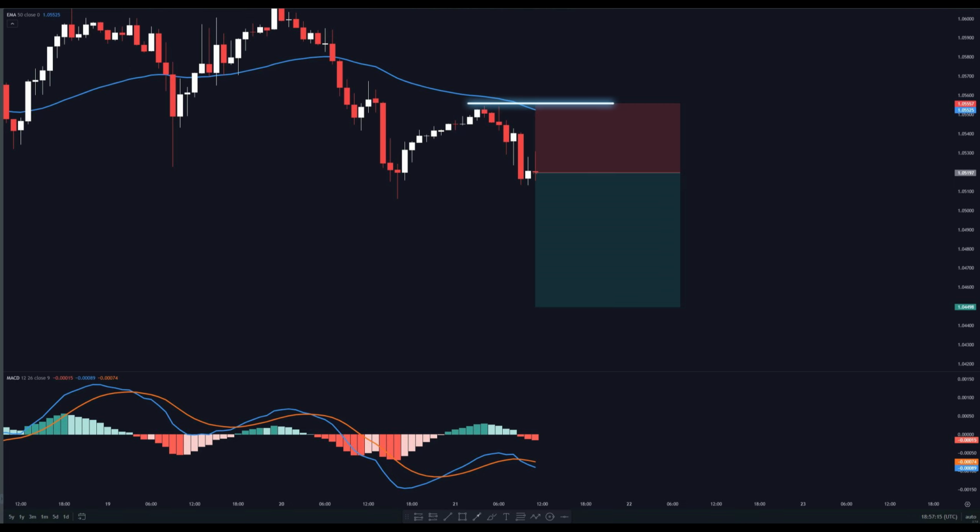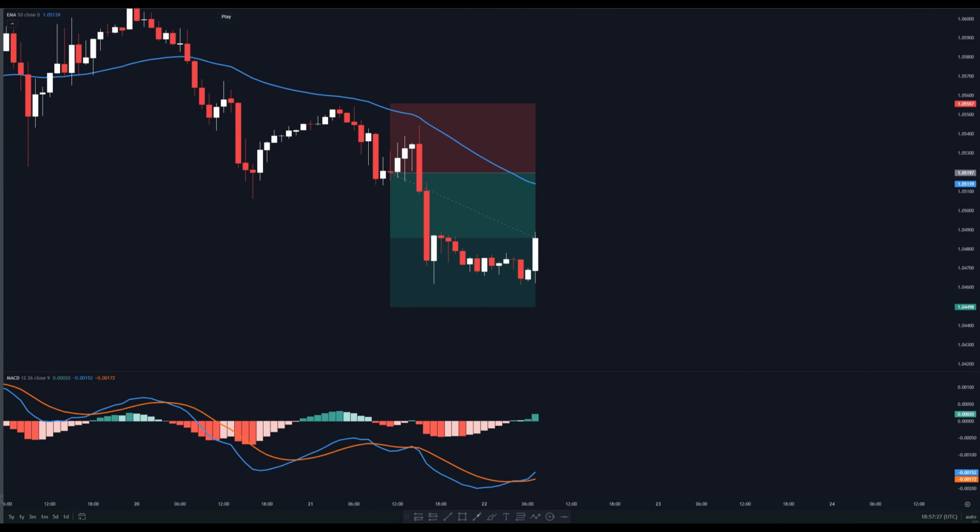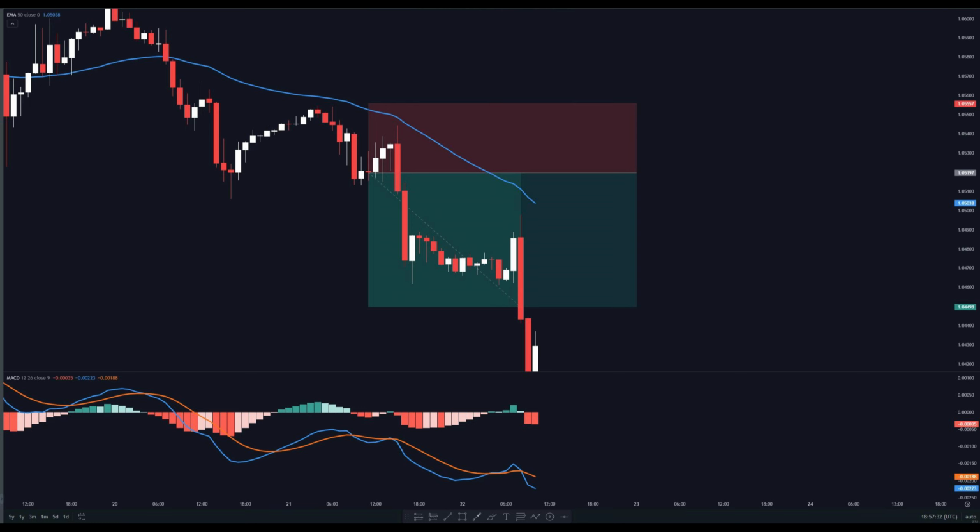Stop loss can be above the recent lower high, or just a couple of pips above the 50 EMA. And when you execute with full confirmations, you always end up with a winning trade. Now let's move to our next strategy.